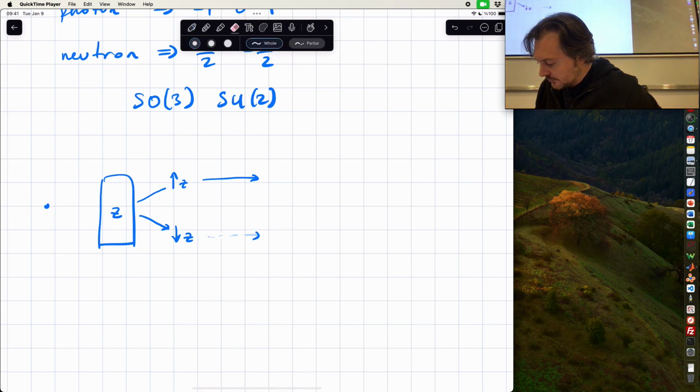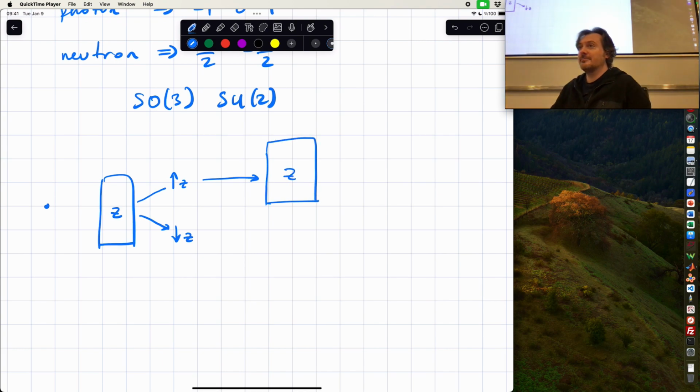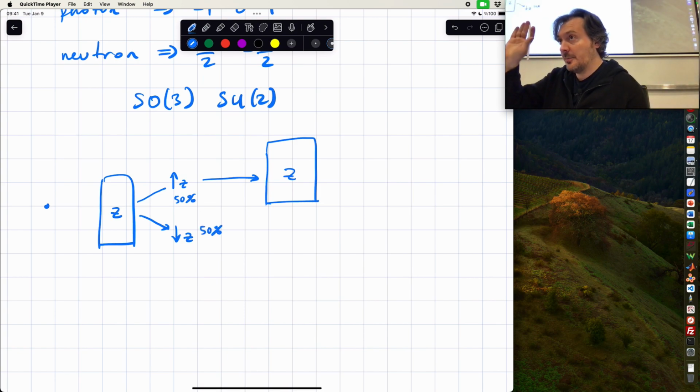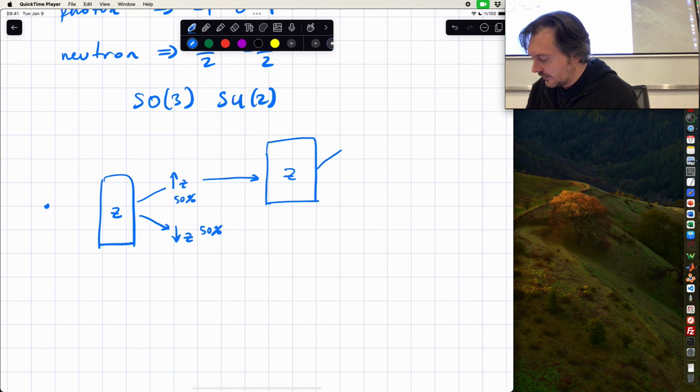Then we pass this through, for example, we measure z again. Okay? What is the outcome? So this was 50%, 50%. Once you did the measurement, it's up spin, so it's 100% up spin in z direction.